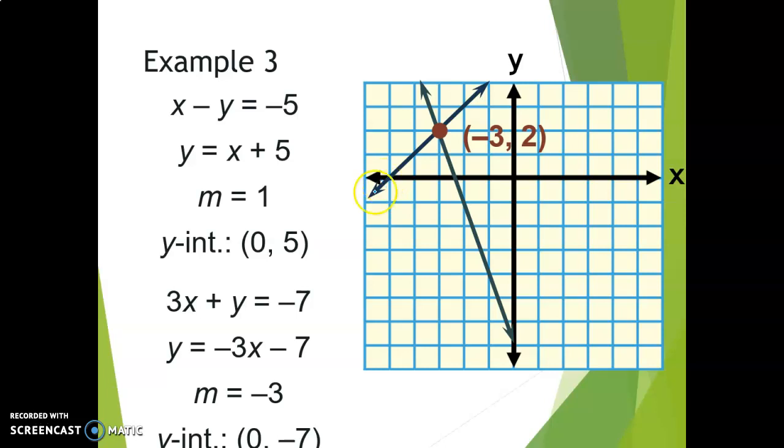And last but not least, we would plug and chug to check our work. And when we plug that in, you should get 2 true statements. So our solution is negative 3, 2.